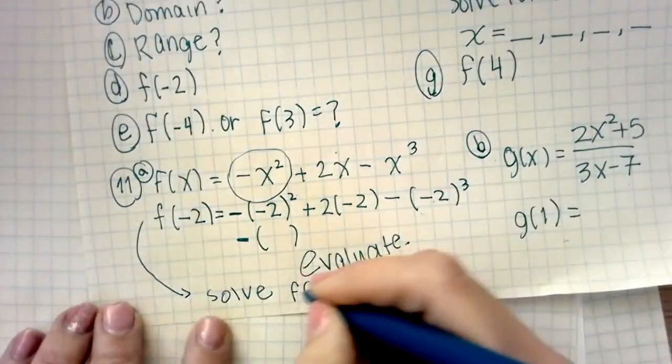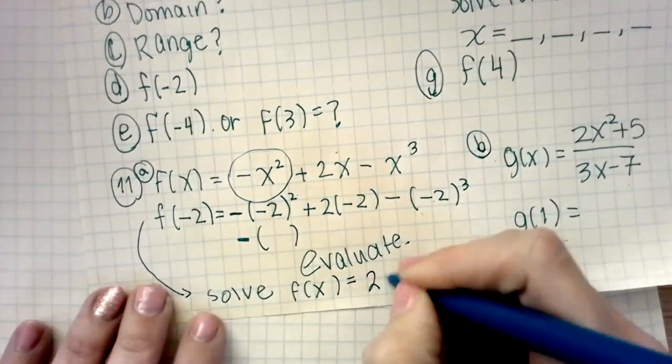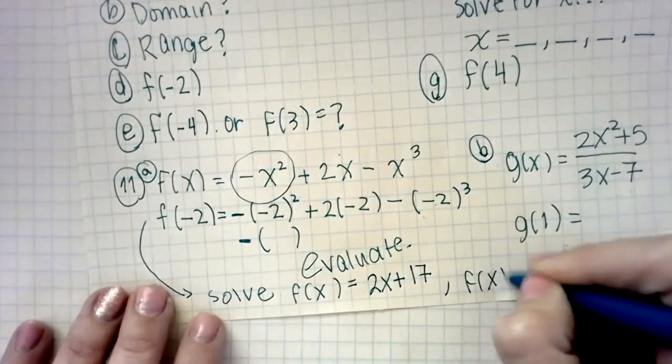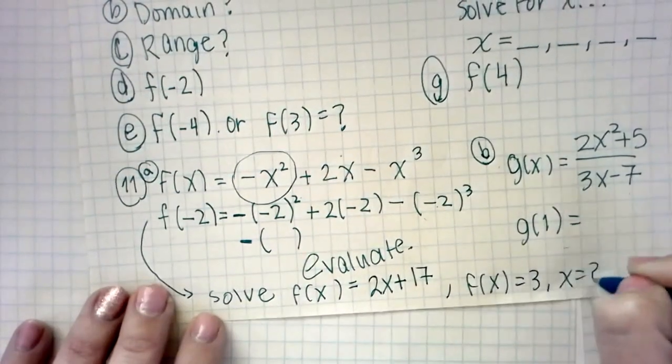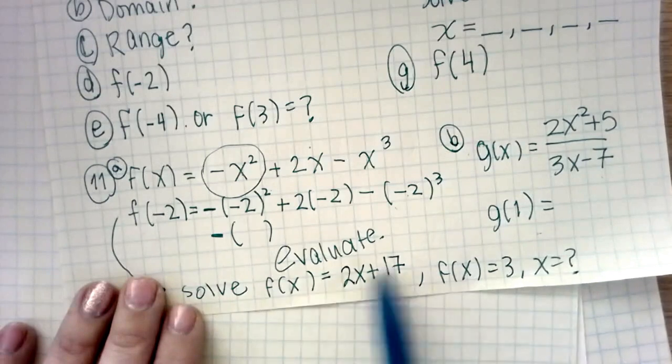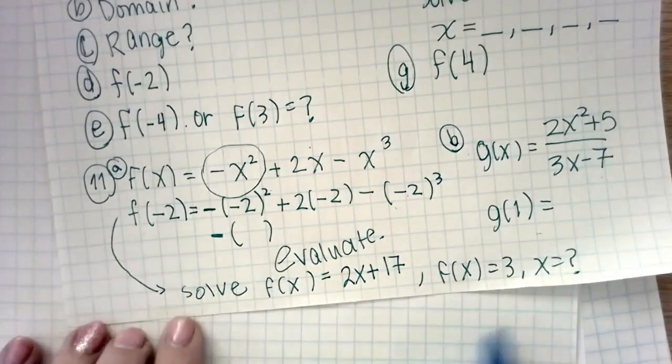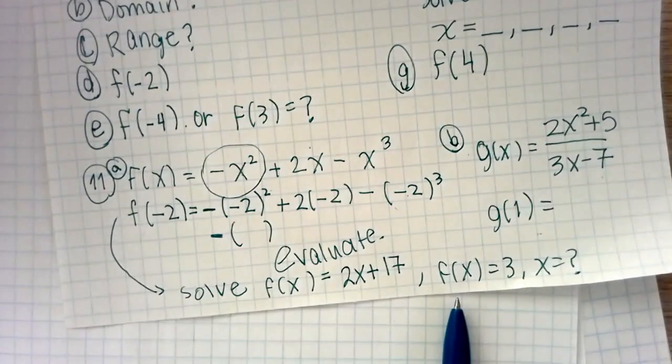Well, really, I probably wouldn't give you this one. f of x equals 2x plus 17. f of x equals 3. x equals question mark, something along those lines. f of x equals this. f of x equals that. x equals what? Okay? For a second, let's show something.